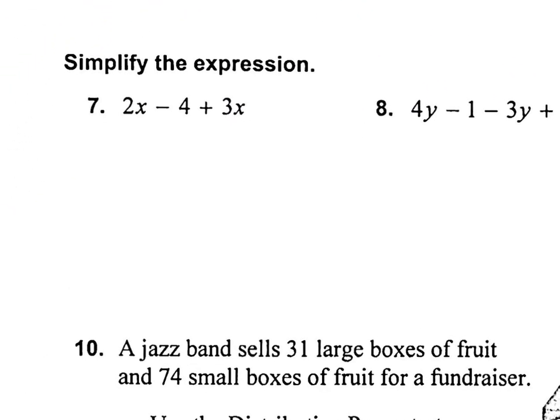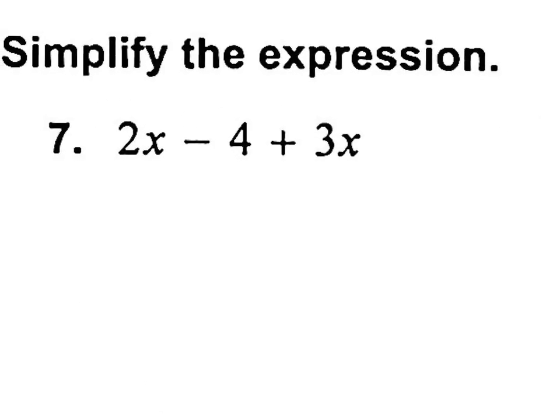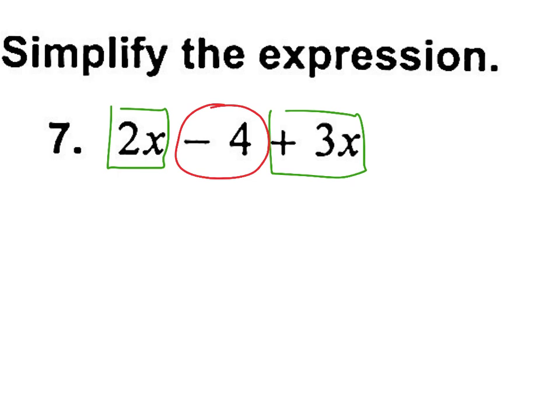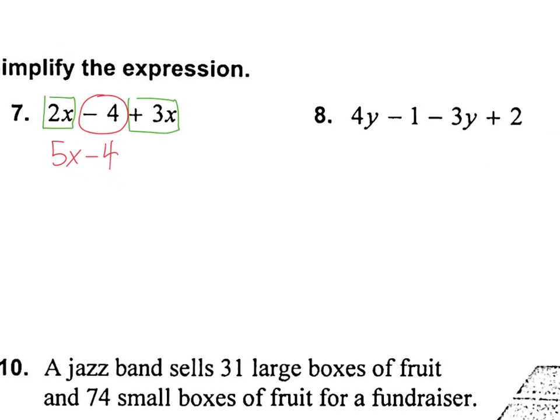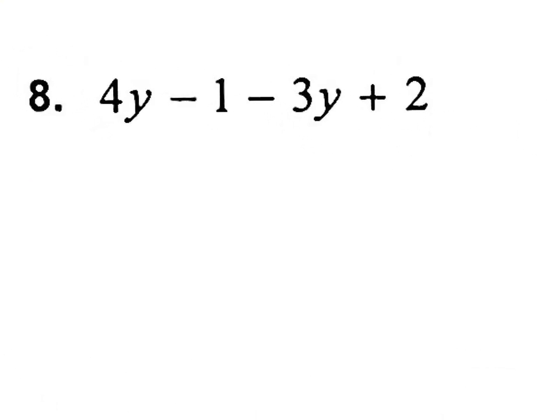Now it wants us to simplify these expressions. Now, we're going back to combining like terms. So, what it wants us to do here is go, okay, there's a 2x, this is in the same family, and then this guy is in its own family. So we're going to combine like terms. 2x plus 3x is 5x. Bring down the negative 4, and you're done. So we're kind of having you review some of the steps that we've done on previous lessons here.